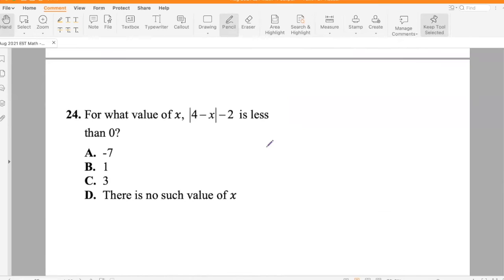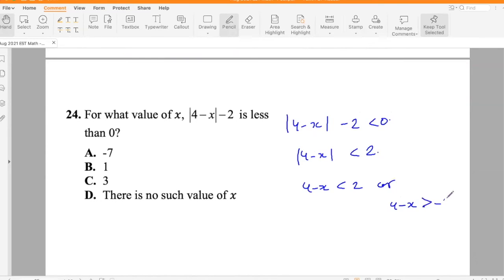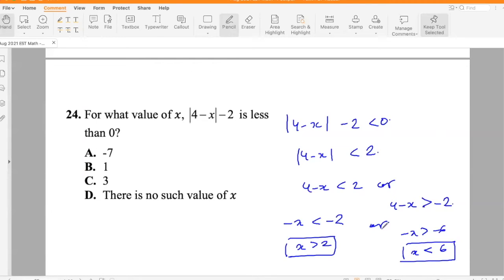For what value of x is this less than 0? So modulus of 4 minus x minus 2 should be less than 0. So modulus of 4 minus x should be less than 2. So 4 minus x should be less than 2, or 4 minus x should be greater than minus 2. So minus x less than minus 2. So x greater than 2, or minus x greater than minus 6. So x less than 6. So x should lie between 2 and 6. So 3. Okay.